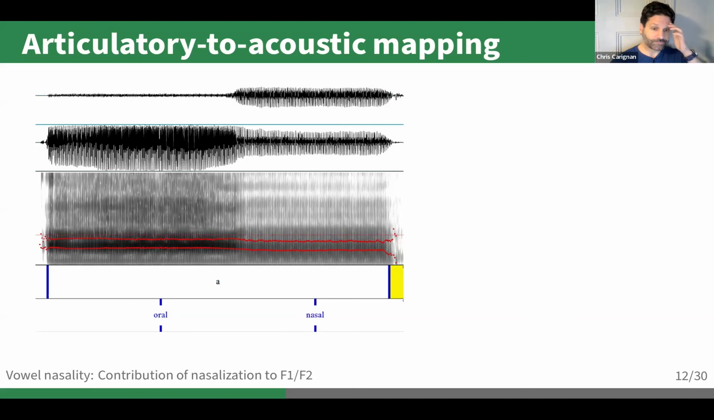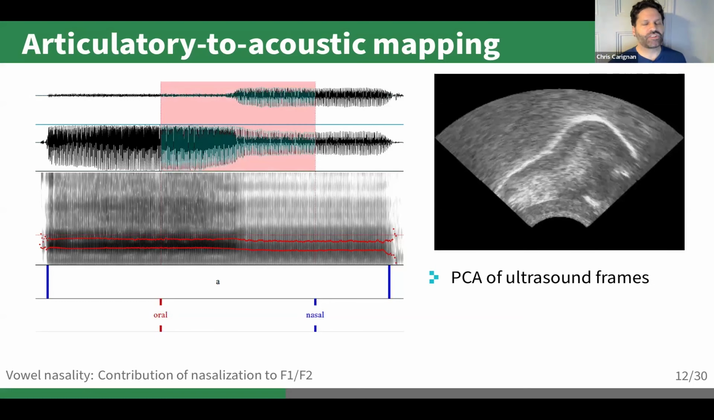So what I did was take all of the ultrasound frames within, so here I've automatically marked using the nasometry signal. So typically how this is measured is you take the amplitude of the nasal microphone divided by the summed amplitude of both the nasal and oral microphones.